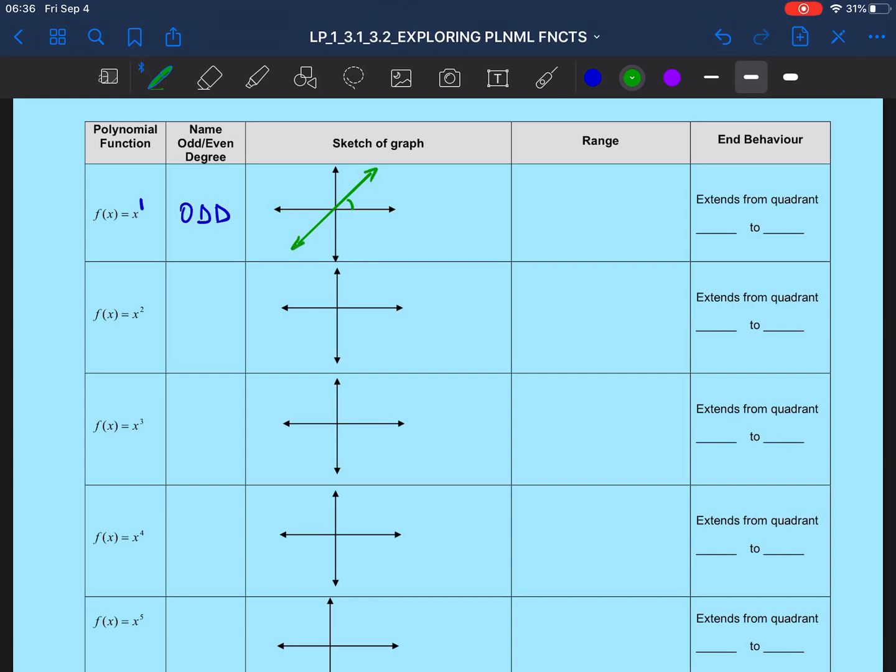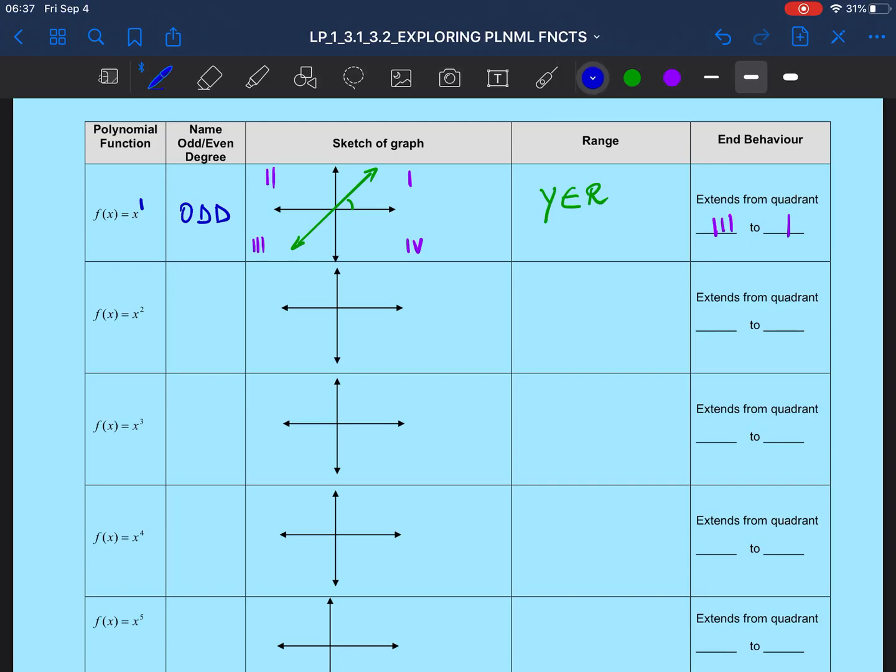Now, when it comes to the range of this function, we're going to say y is any real number. And for the end behavior, we're going to describe this a little bit differently. We're going to say that the function starts in quadrant 3 and ends in quadrant 1. I'm going to write the quadrant numbers in here: 1, 2, 3, and then 4. So we're going to say that the function extends from quadrant 3 to quadrant 1.